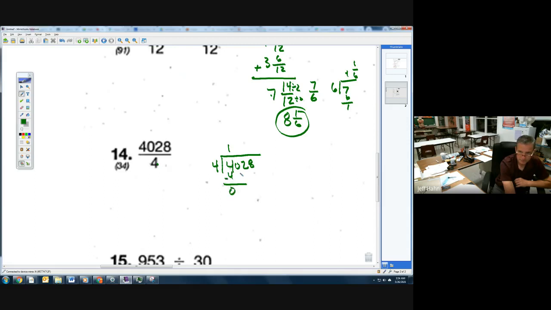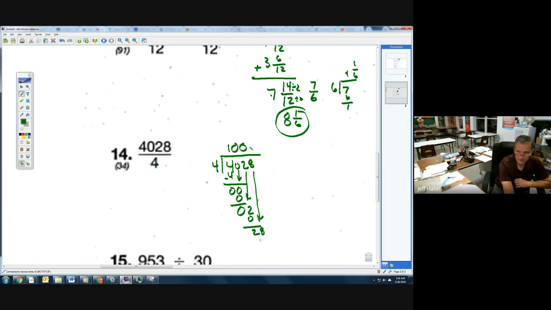Subtract. You bring down. Now, if I bring something down and 4 doesn't go into it, I have to put a 0 up there to hold that place. You could multiply and then subtract again, but you're going to get a 0. And then, boom, bring down the next number. Look, I brought another number down. 4 still doesn't go into it, so I have to put another 0 up there. Subtract and bring down my final number.